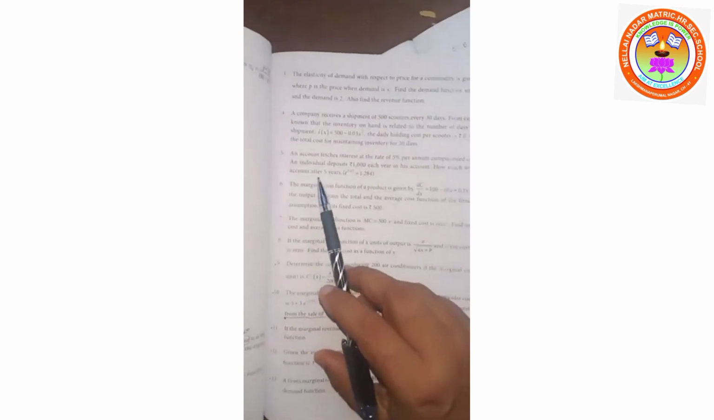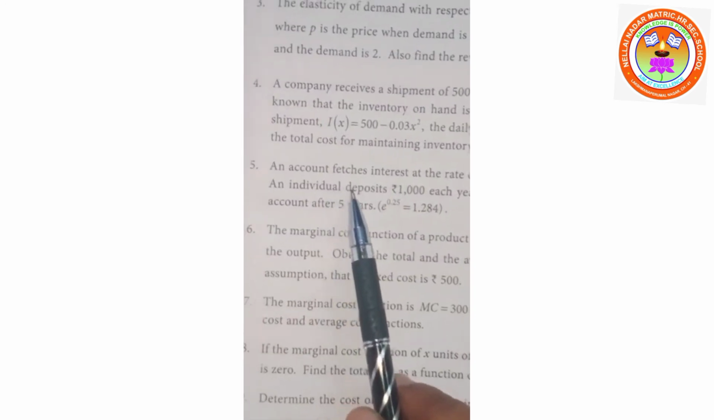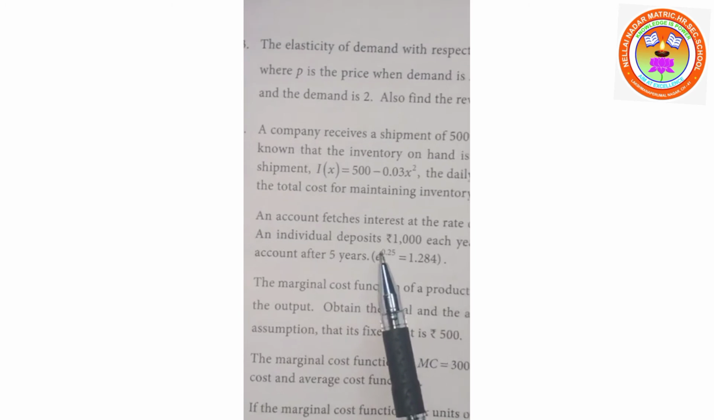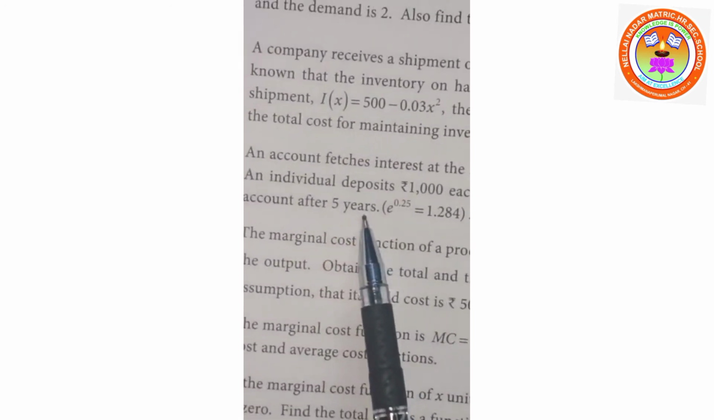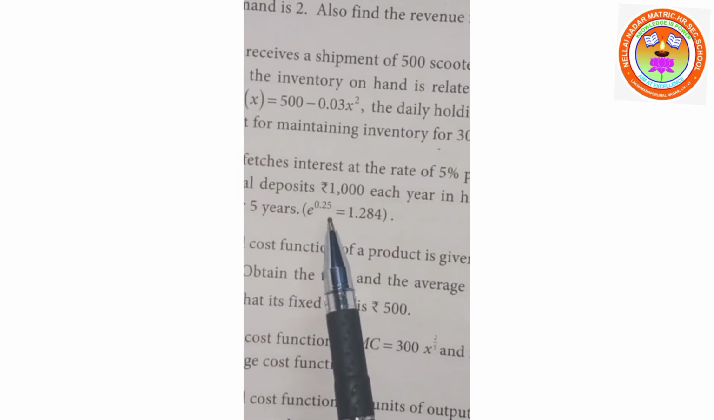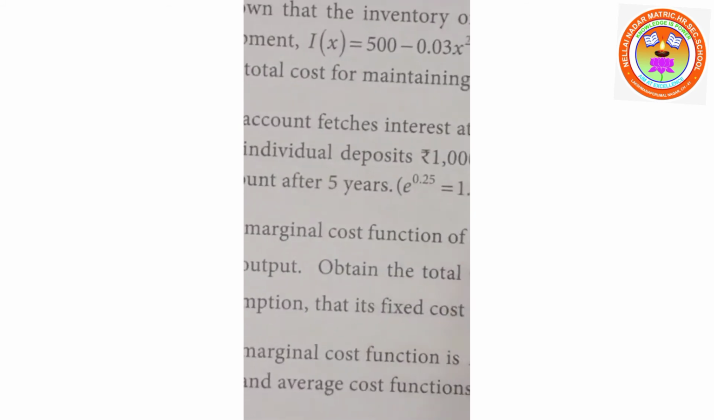Chapter number 3, continuation of exercise 3.2. Now problem number 5. An account fetches interest at the rate of 5% per annum, compounded continuously. An individual deposits rupees 1,000 each year in the account. How much will be in the account after 5 years? E power 0.25 value is given, that is equal to 1.284.